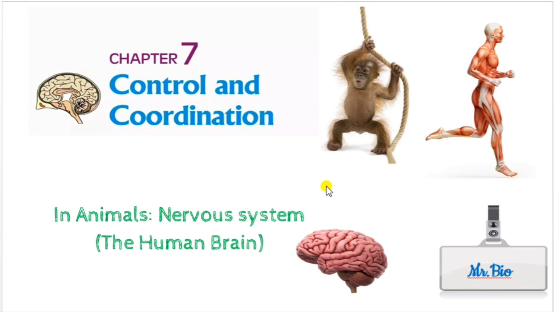We will be discussing the most important and interesting topic, that is the human brain. And this topic is from the chapter Control and Coordination of class 10 Science. If you haven't watched my previous videos, make sure to watch them because this is the continuation of a previous lesson.